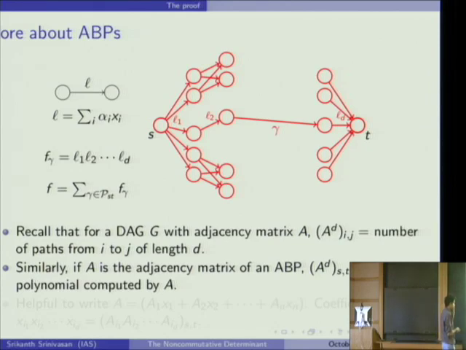Okay. So when I look at powers of this adjacency matrix and I look at a certain entry in the power, I get the polynomial computed by the ABP, not A. Not just some entry, but the stth entry corresponding to the source and the sink.